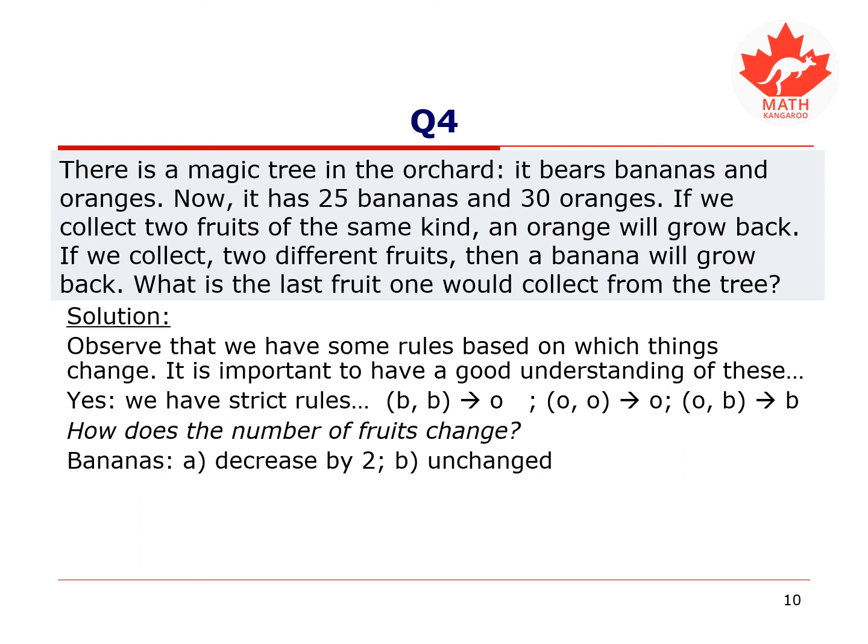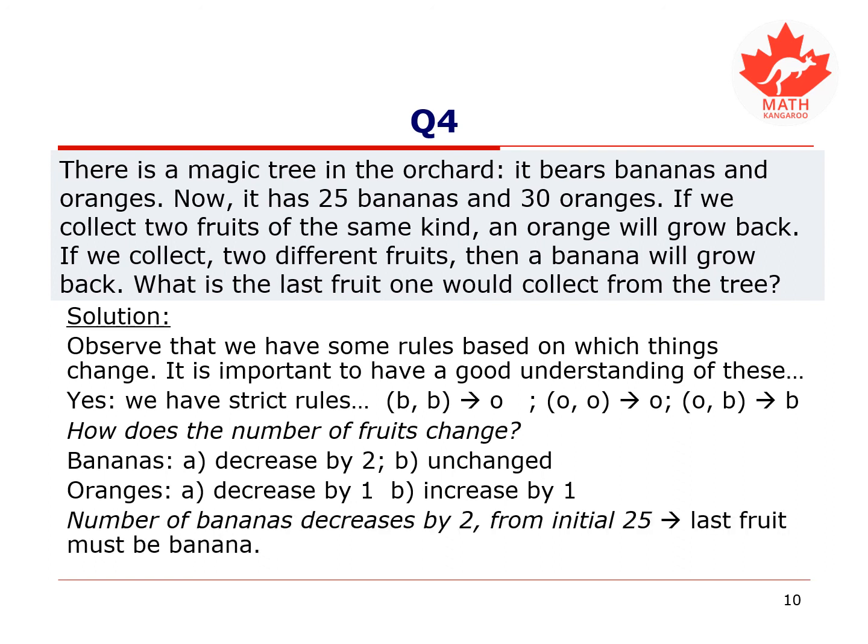So considering my 3 scenarios, they are decreased by 2 in the bananas, unchanged bananas, unchanged bananas. How about oranges? Those can either decrease by 1 or increase by 1. In the first scenario, where an orange grows back from 2 bananas, we are increasing the orange count by 1. In the second case, where 2 oranges are picked but 1 grows back, we are decreasing by 1. And in the third case, an orange and a banana are picked and a banana grows back. Again, a decrease by 1 happens.